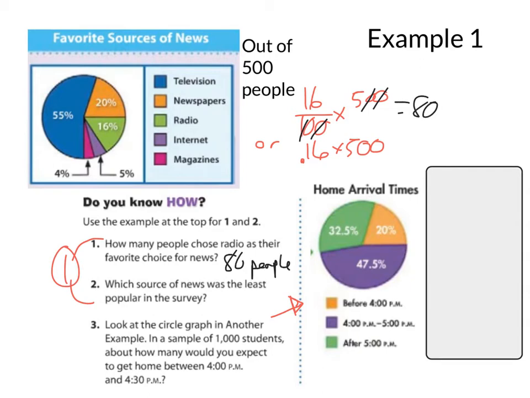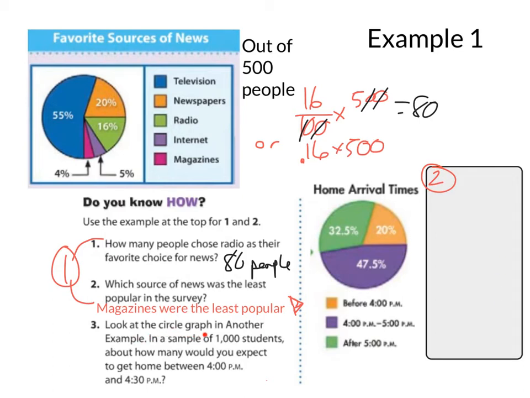Now, along with number 1, which source of news was the least popular in the survey? I'm looking at the pie graph for the lowest percent. I see 4. I'm looking for pink. That's magazines. And in my notes, I wrote magazines were the least popular. All right, this number 3 here is actually a number 2. Anything I write in this box should be written in your notes.